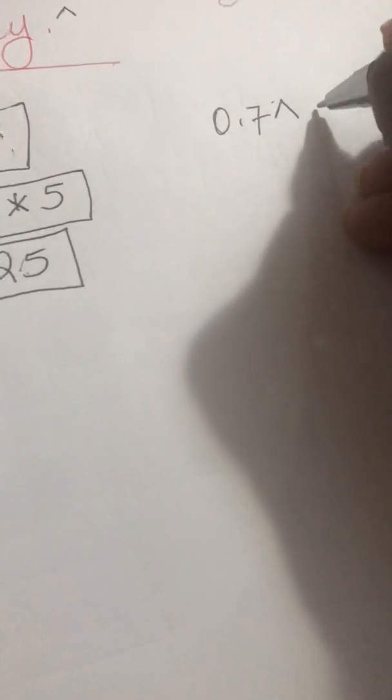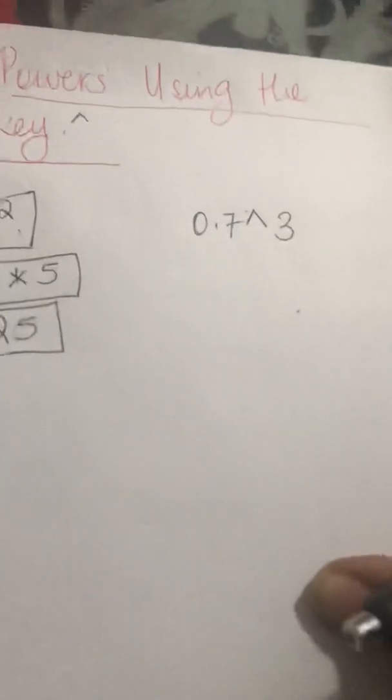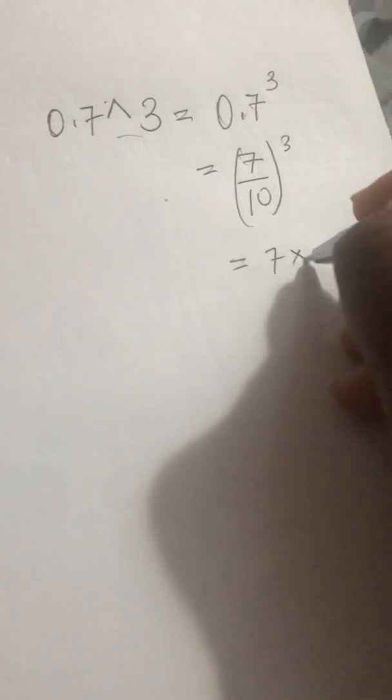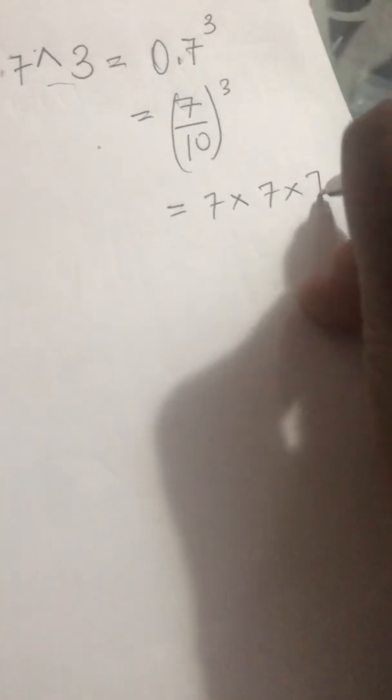Just one more. Let's do one with a decimal. So this becomes what? This becomes 7/10 to the 3rd power. Then I write them as a fraction, 7 out of 10 to the 3rd power. 7 times 7 times 7, over 10.